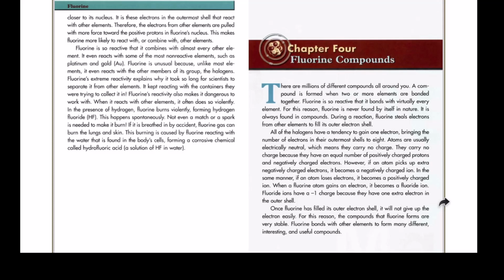Fluorine's reactivity also makes it dangerous to work with. When it reacts with other elements, it often does so violently. In the presence of hydrogen, fluorine burns violently, forming hydrogen fluoride, HF. This happens spontaneously. Not even a match or a spark is needed to make it burn. If breathed in by accident, fluorine gas can burn the lungs and skin. This burning is caused by fluorine reacting with the water found in the body cells, forming a corrosive chemical called hydrofluoric acid, a solution of HF in water.